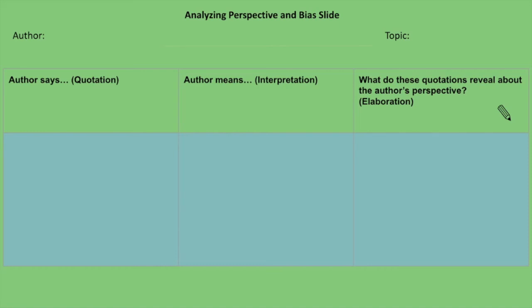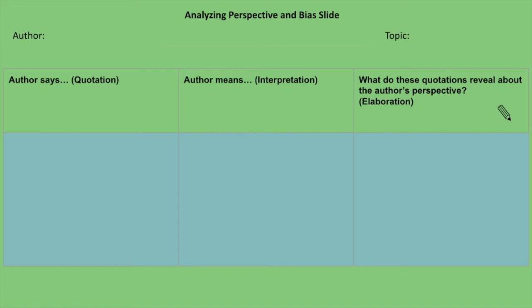The setup is simple. I want you to set up your notebook to look like the following in your physical or digital notebook. On the left-hand side of the page, we will write "author says," and in parentheses, "quotation." Here is where we will write down the title and author of the excerpt we are reading, as well as a quotation we are choosing to interpret.